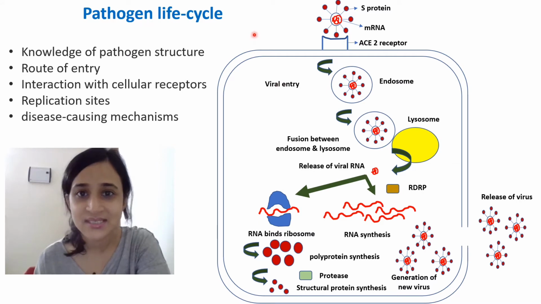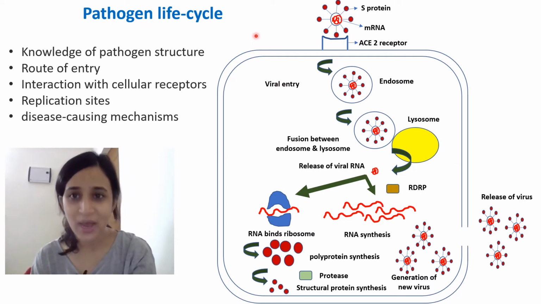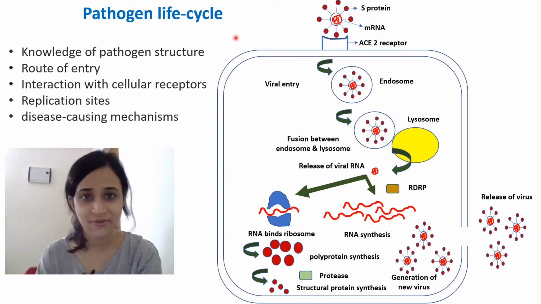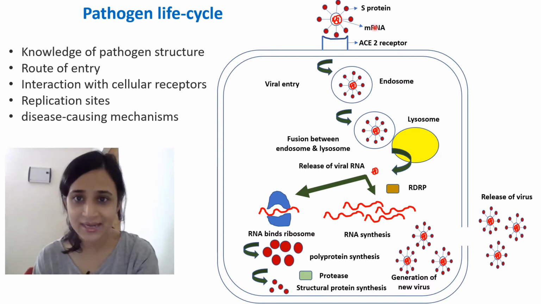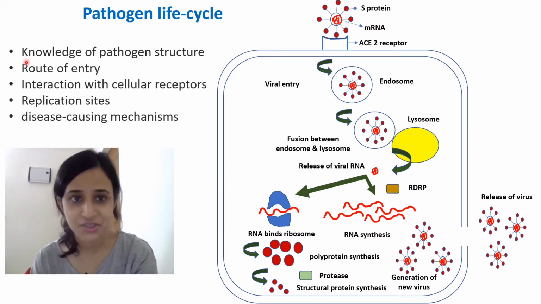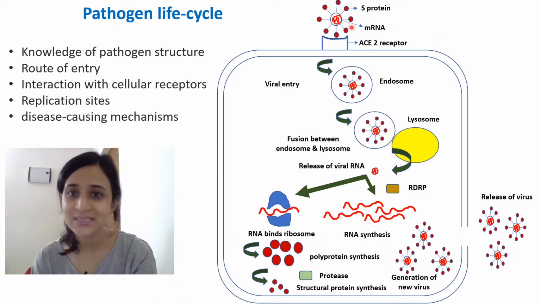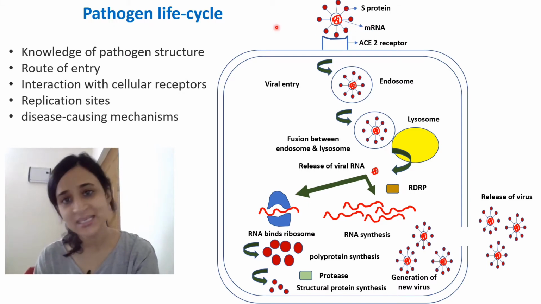Okay, so the first step of vaccine production is to identify the antigen against which you need to produce the vaccine. And to identify the antigen, you require knowledge of pathogen structure, route of entry, interaction with cellular receptors, subsequent replication sites, and disease causing mechanism. In case of COVID-19, the pathogen we know is SARS-CoV-2. Now we know its structure and genetic sequence.